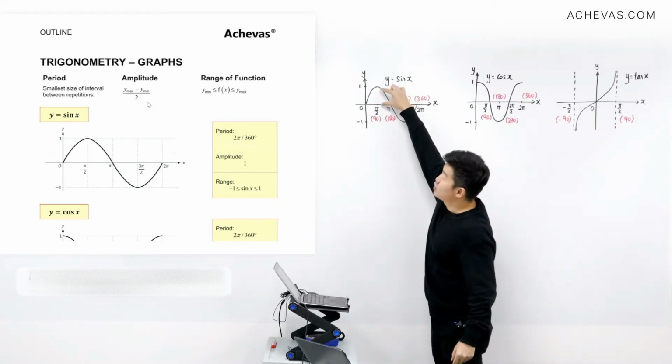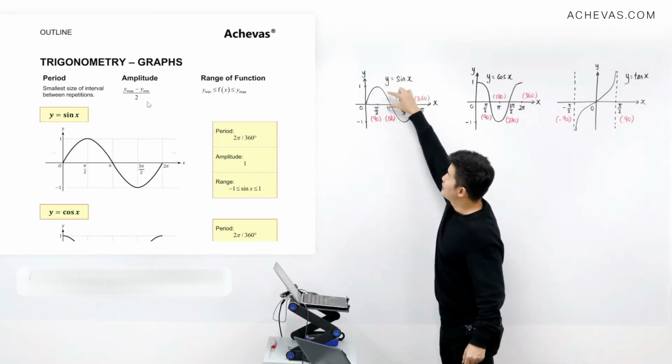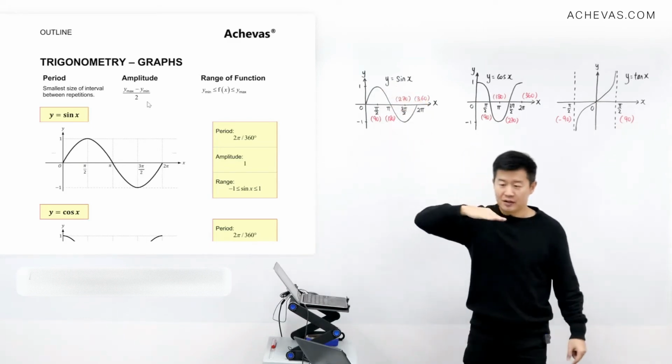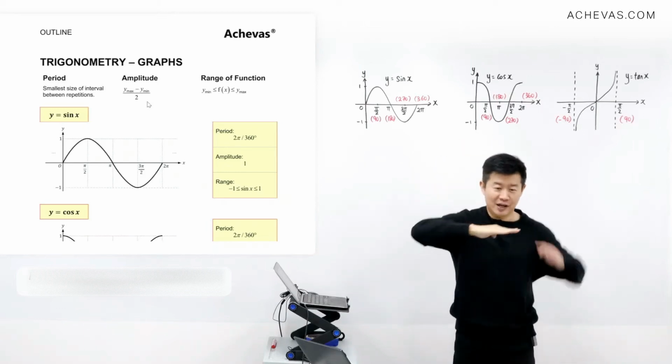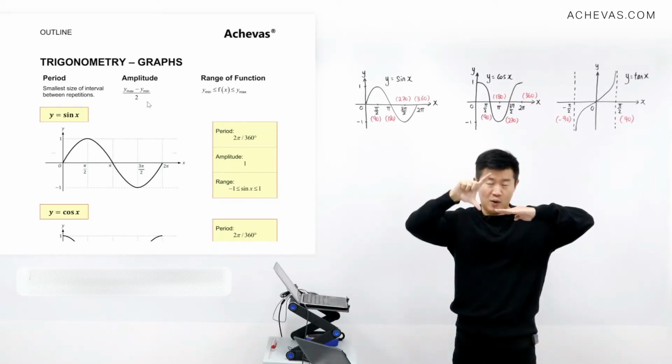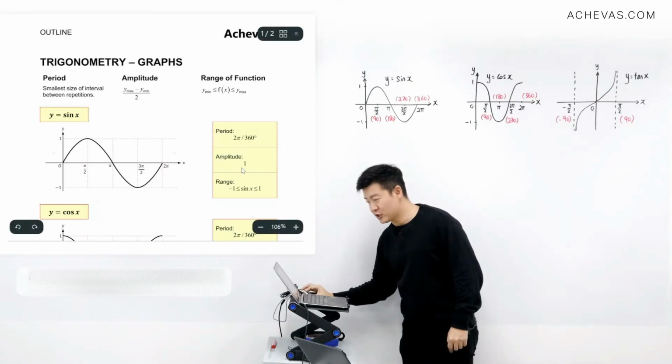So the amplitude is actually this here, which is the way that it goes up and down, up and down. This is the average, so 1, 1. So the amplitude of a sine function is 1.